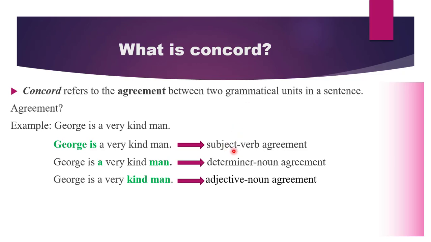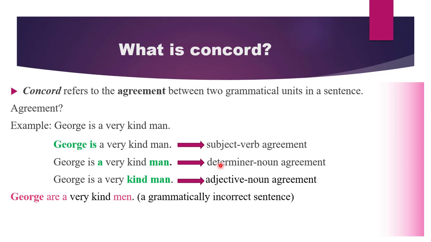It is just a subcategory of Concord. Let us look at this sentence. Is this grammatically correct? George are a very kind man. No, of course, it is not grammatically accurate. Why? Because the subject here is singular, but we used a plural verb, which means there is a disagreement between the subject and the verb. So Concord was not applied over here.